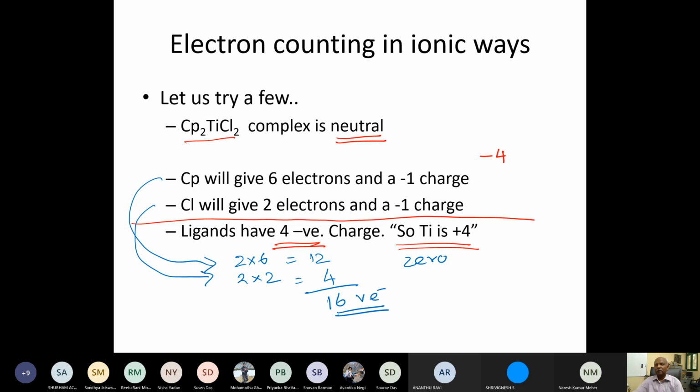So in principle, Cp2TiCl2 does not have an 18 electron structure. It can accommodate another Lewis base. I have chosen this example just so that you realize that not all organometallic compounds have a valence count of 18, although most of them have. Having less than 18 is not a problem. Having more than 18 is a serious problem, whereas in coordination chemistry, you can have more than 18.